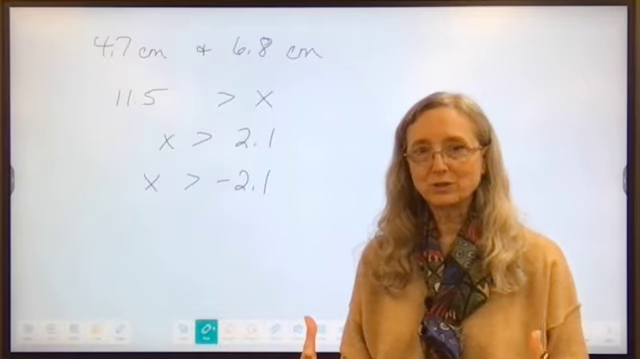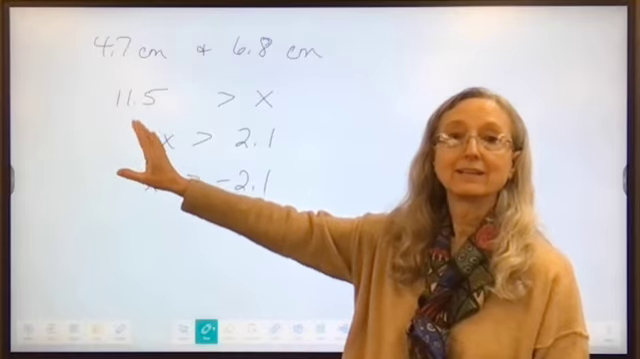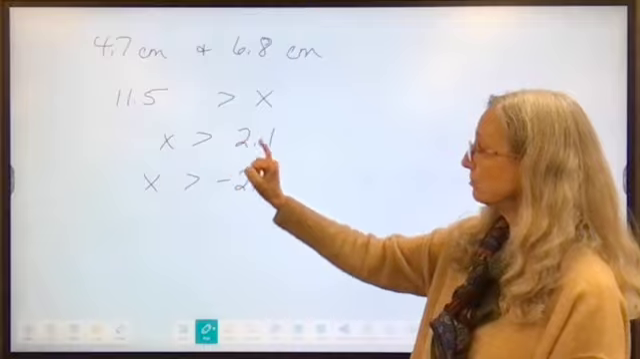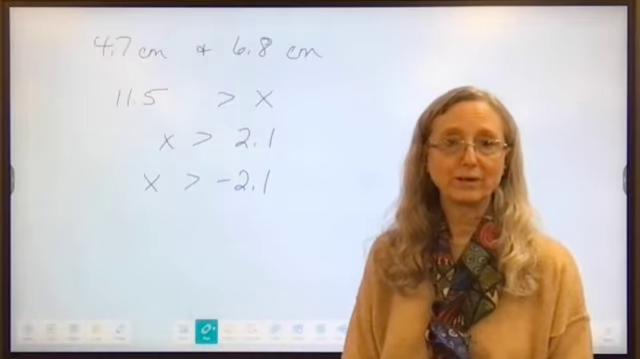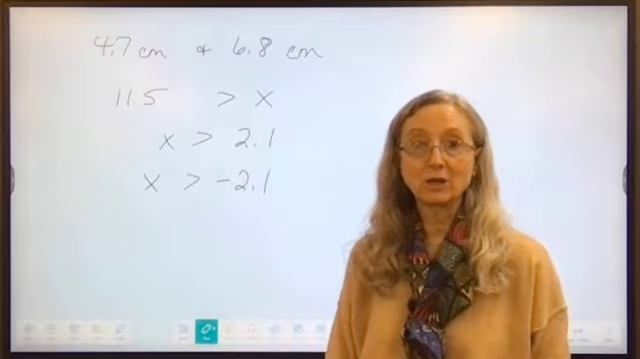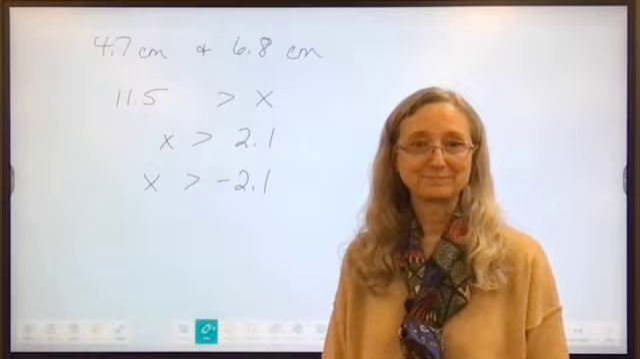Okay, here is the result. My third side has to be smaller than 11.5 centimeters, and it has to be greater than 2.1 or negative 2.1. I can throw away the negative 2.1. That's extraneous. We know that. It's got to be greater than 2.1.